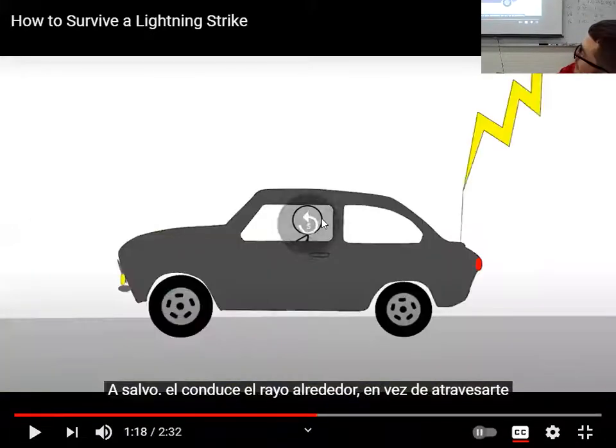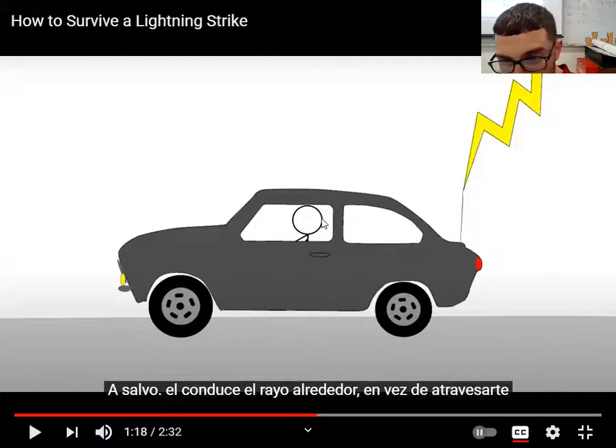This is the idea, guys. In your car, you are completely safe from lightning. Okay, in a plane, you are completely safe from lightning. In a convertible, not the case though, because it's like a leather ceiling that can open, right?